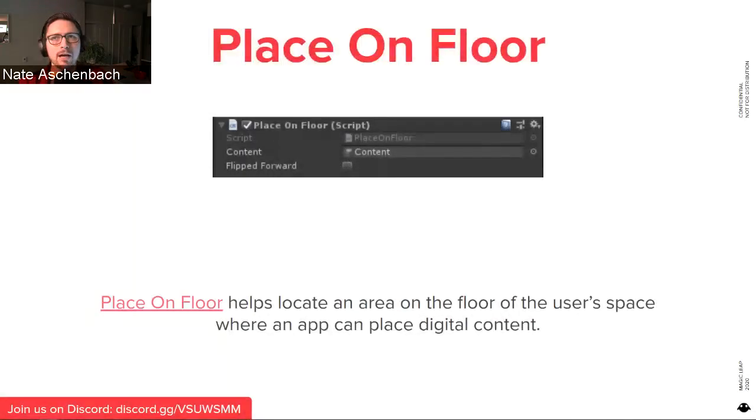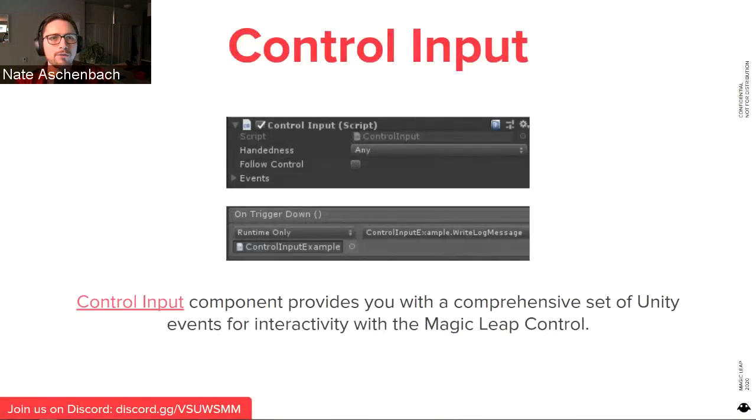So next up, we have the place on floor component. It's very common in a project for Magic Leap that you would want to identify some space on the floor in front of you, to maybe place a spawner where bad guys come out, or if you have a rocket ship that needs to fire off, you need to identify a little space in front of the user. This just helps you do that. Very convenient tool. Next, we have control input.